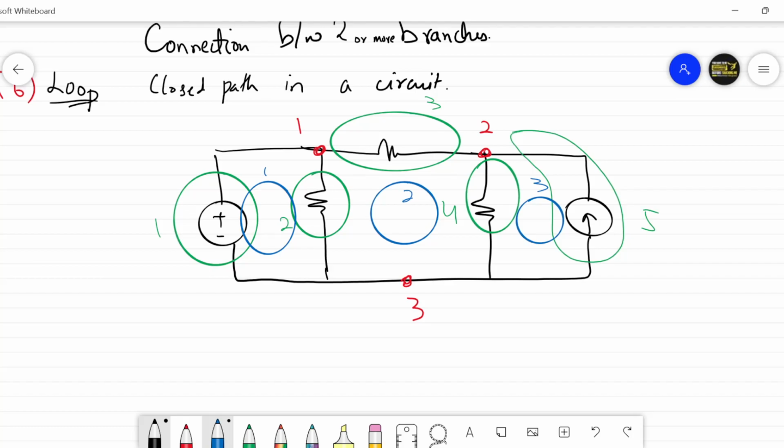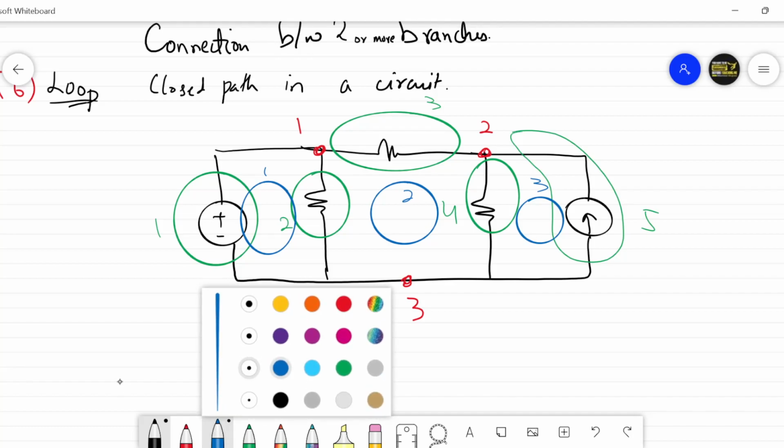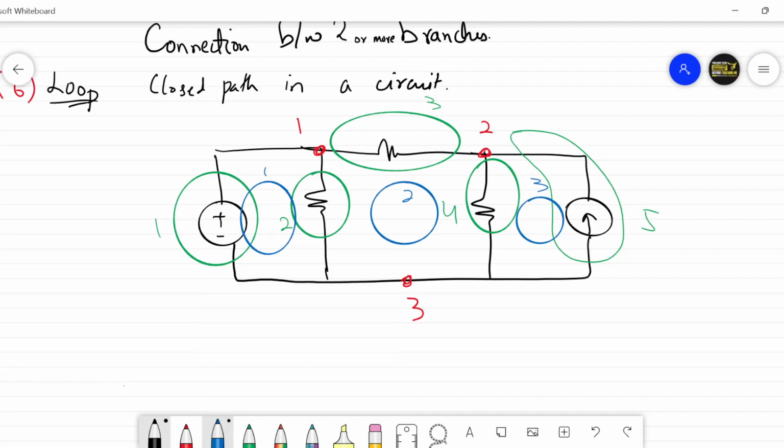Sir, is there any difference between junction and node? There is no difference between junction and node. What we call a node is also referred to as a junction. Now, the smallest loop in a circuit is known as a mesh. We are trying to identify only them at this point. But this whole can also be called a loop. Fine, but I am not going to represent that right now.